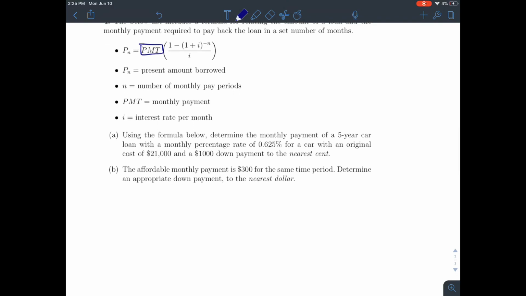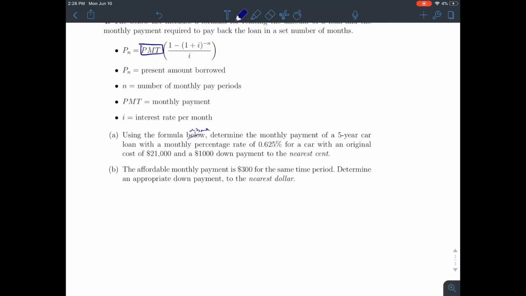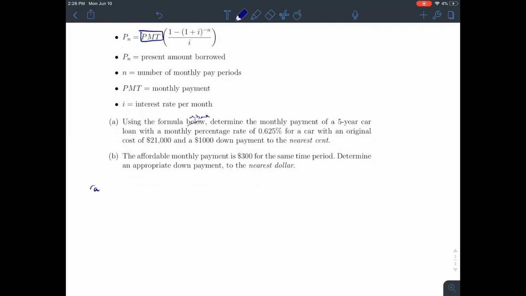Using the formula below, I guess it's actually above, determine the monthly payment of a 5-year car loan with a monthly percentage rate of 0.625% for a car with an original cost of $21,000 and a $1,000 down payment, to the nearest cent. All right, so for part A, we're going to be using the formula that we were given.